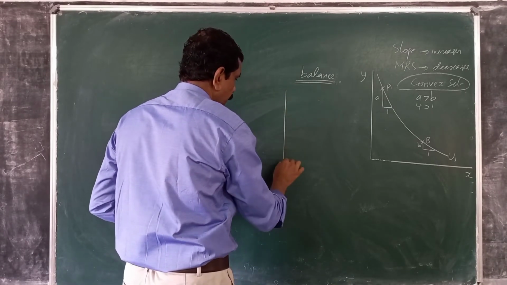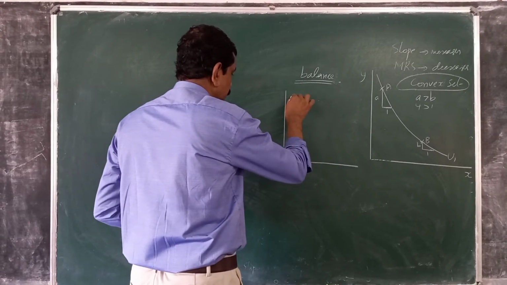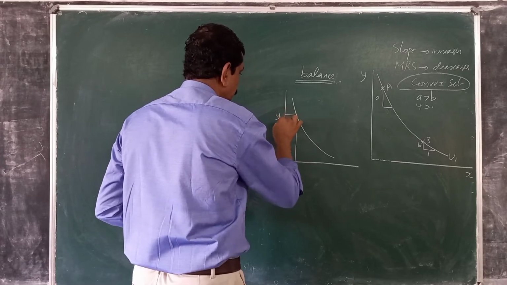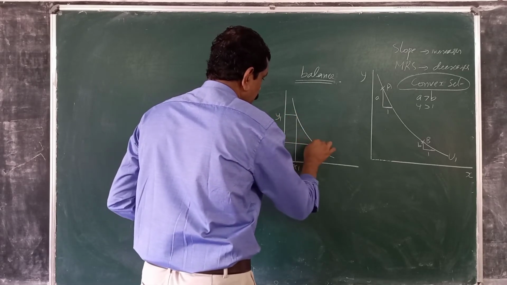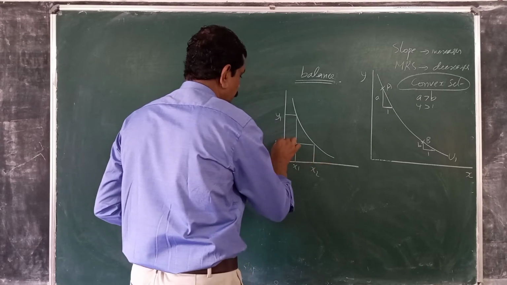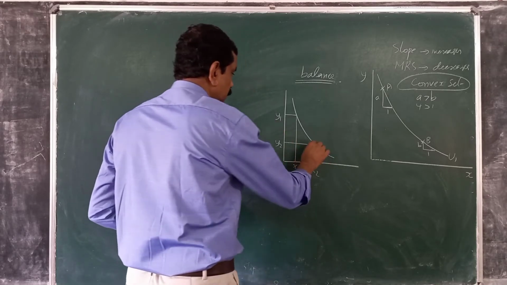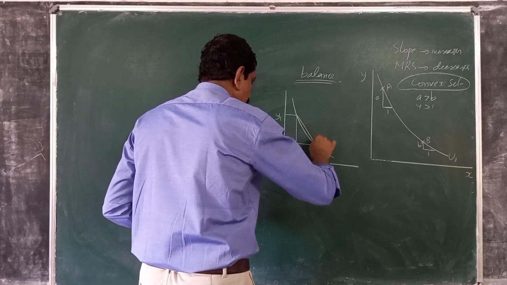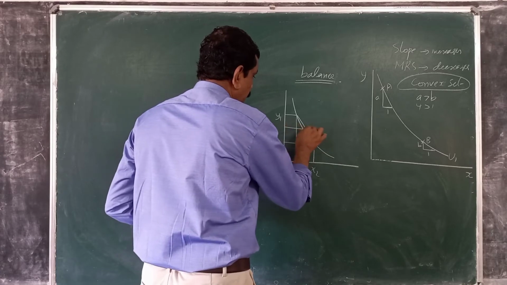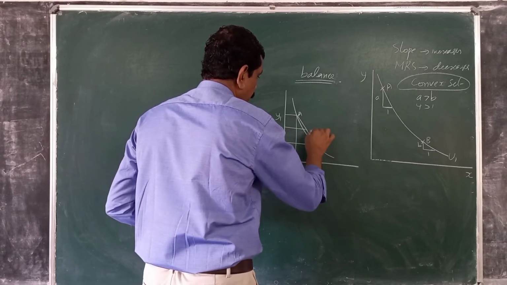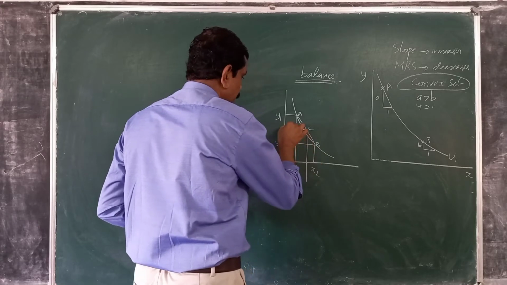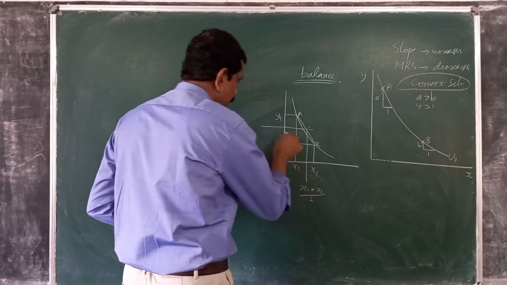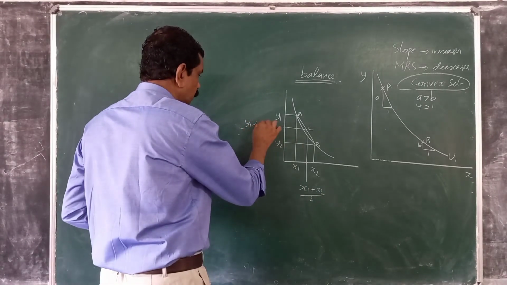Suppose that we have a situation like this: x1, y1, x2, y2, and you consider the average. This is point A, point B, this is point C. This average is x1 plus x2 by 2, and this is y1 plus y2 by 2.